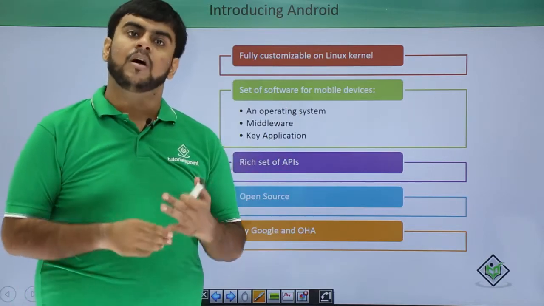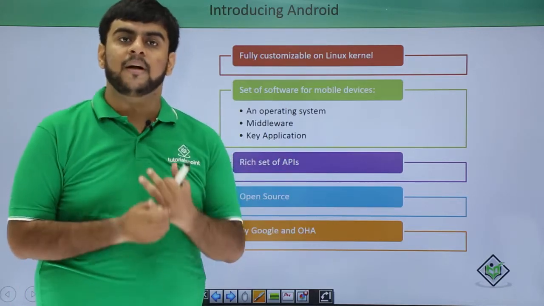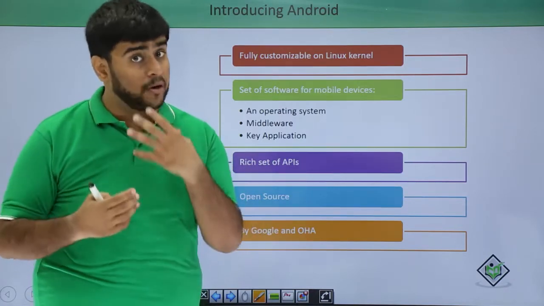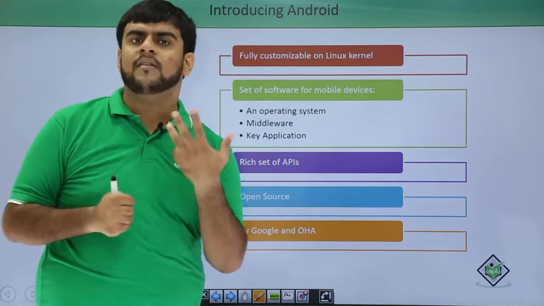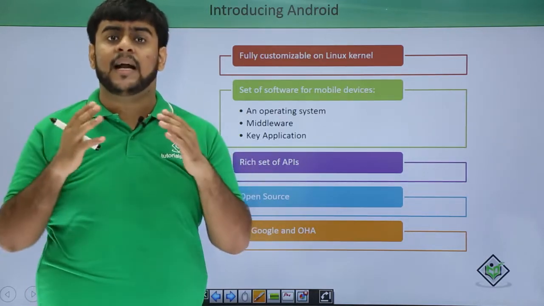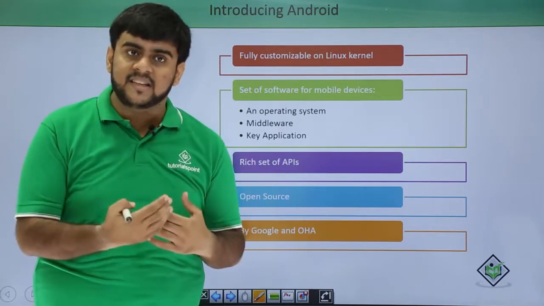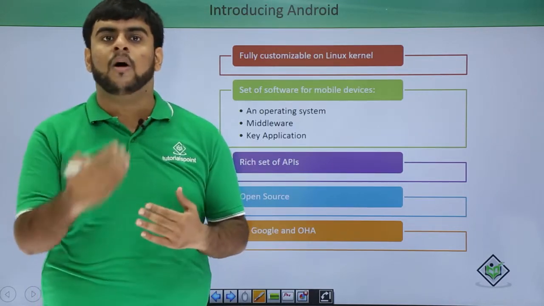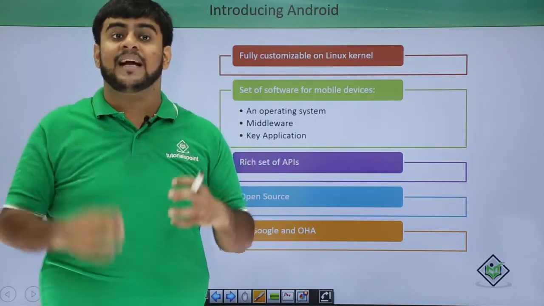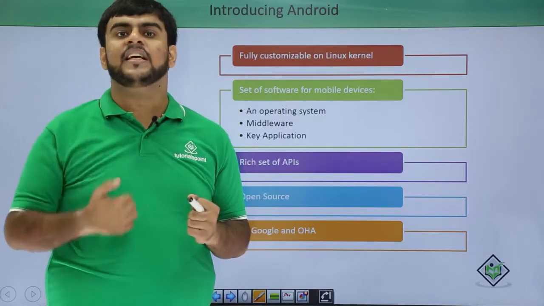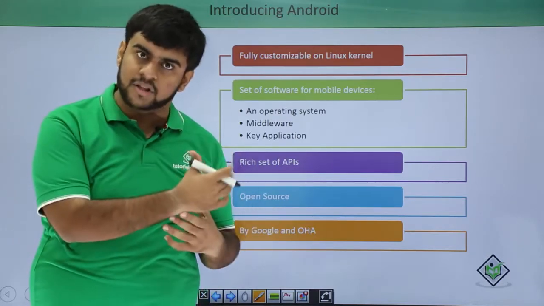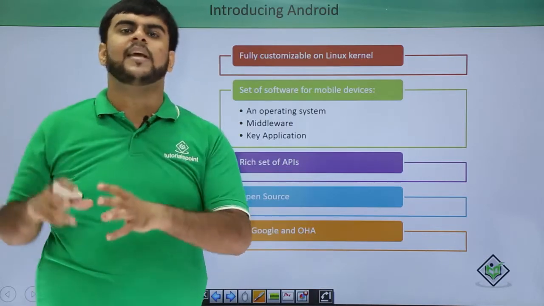These stand for an operating system, a middleware and some applications. Operating system, we are very well aware of what an operating system actually is. Now what is a middleware? Middleware is a set of libraries written together that make it easier for the developer to work. They are a glue between the kernel and the applications that ease the work for a developer. So Android is a combination of an operating system, the middleware and some key applications.